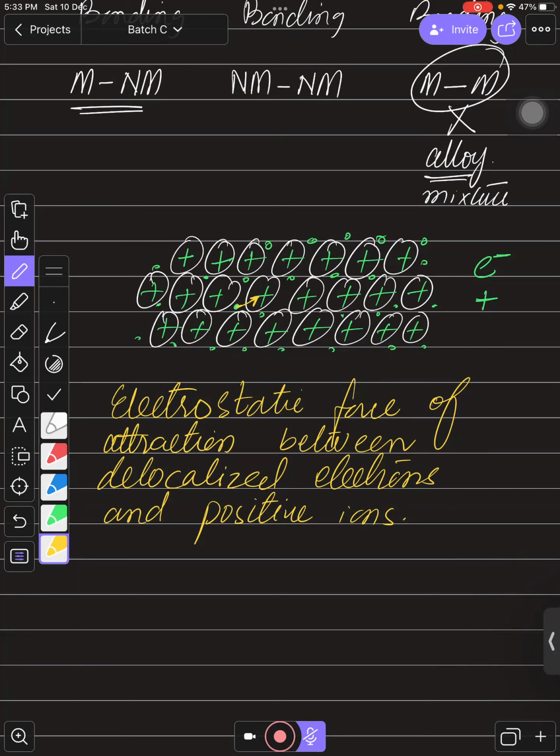Is that clear, बच्चों? सर सेम एलिमेंट भी होगा या कंपाउंड है? Within an element होगा, ये किसी और के साथ नहीं मिल रहा, within an element होगा.